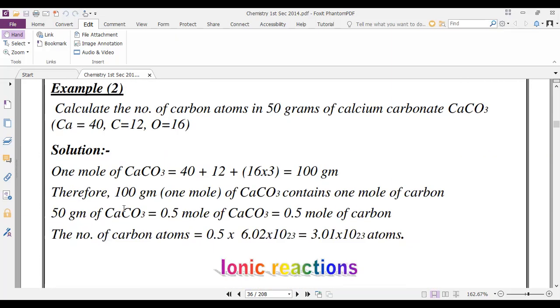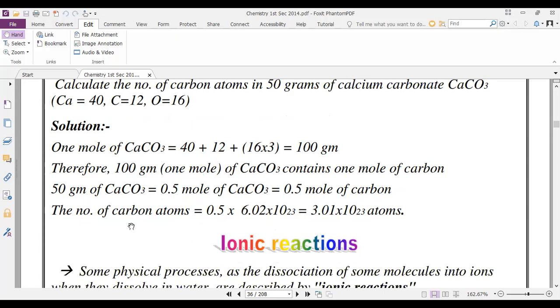Therefore, 100 gram equals 1 mole of calcium carbonate, which contains 1 mole of carbon. So 50 gram of calcium carbonate equals what? Equals 0.5 mole. We can get it by number of moles equals mass of substance over molar mass. Mass of substance, 50. Molar mass, 100. So 50 over 100 equals 0.5 mole.